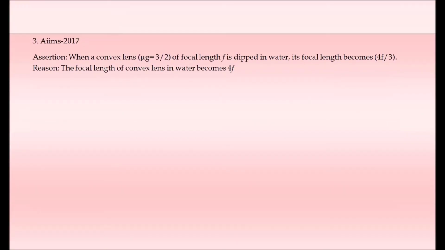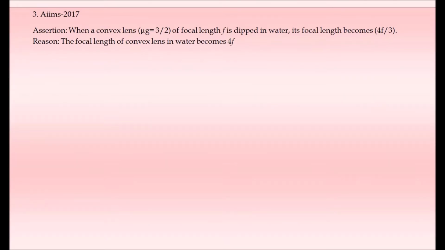And this problem I have picked from AIIMS 2007. When a convex lens of focal length f is dipped in water, its focal length becomes 4f by 3. The reason: the focal length of a convex lens in water becomes 4f. So we are talking about a convex lens, and the formula of focal length for a convex lens is 1 by f equal to (mu minus 1) times (1 by r1 minus 1 by r2). This is our lens maker's formula, and we have to apply this formula.